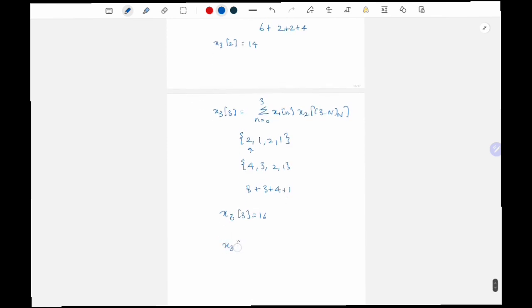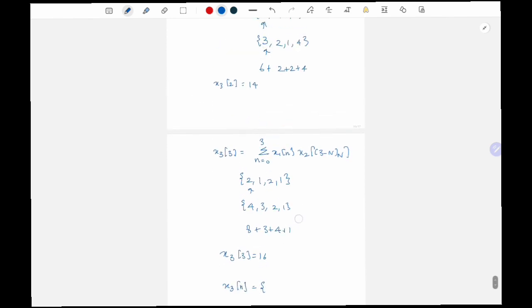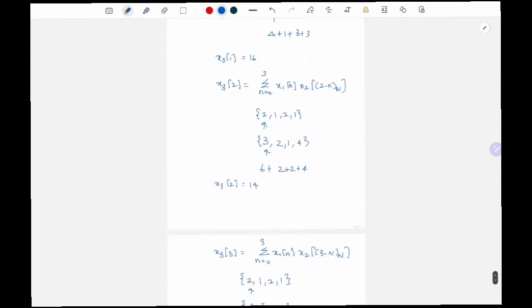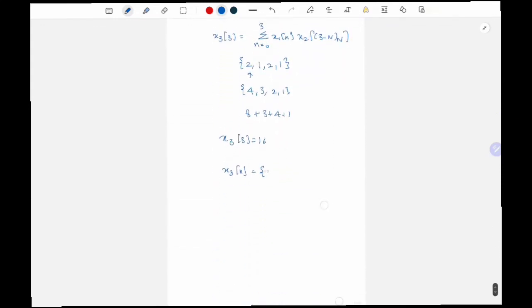So what is your x3 of n? It is 14, 16, 14, 16. So this is your circular convolution.